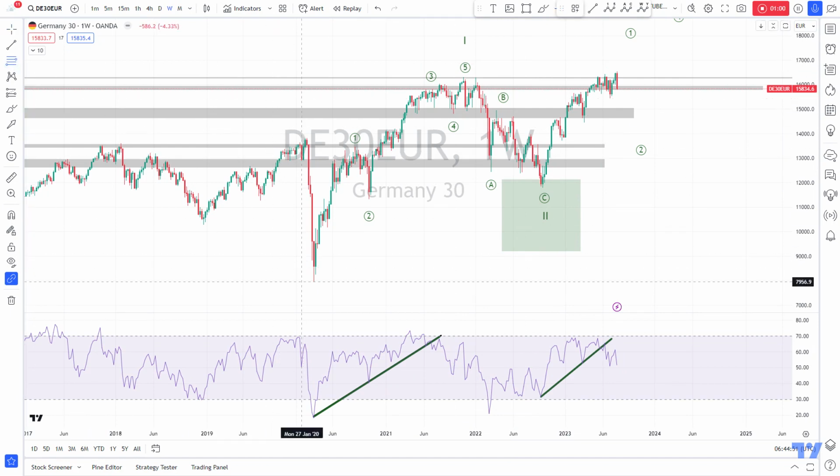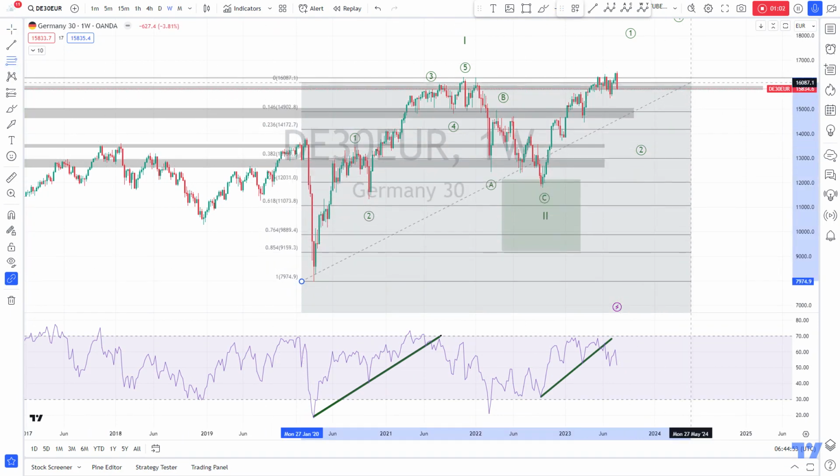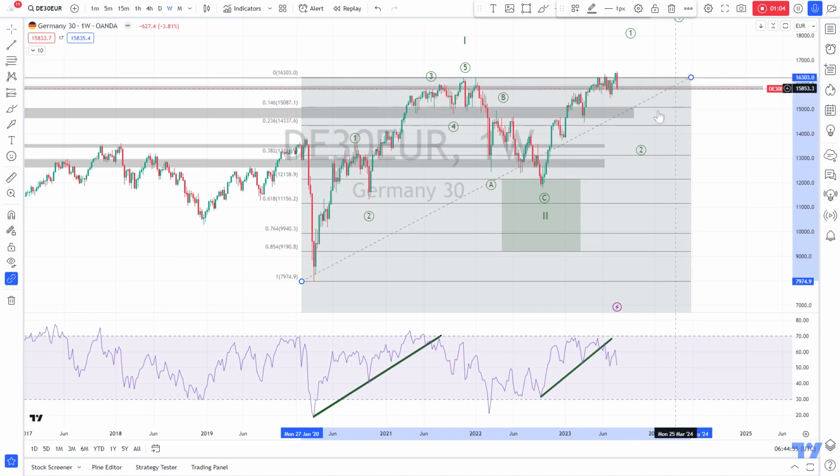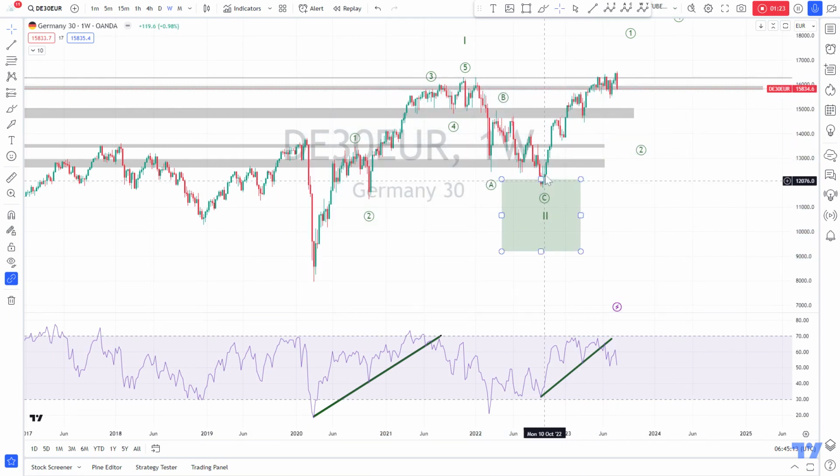wave two. So a wave two is supposed to go into the area between the 0.5 and the 0.854 FIB retracement. And this is what happened here. We touched the 0.5 FIB retracement, and from there we had an impulse to the upside. So now this is the structure we should look at.